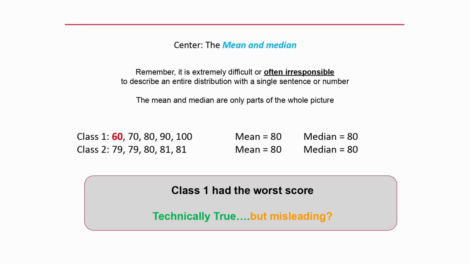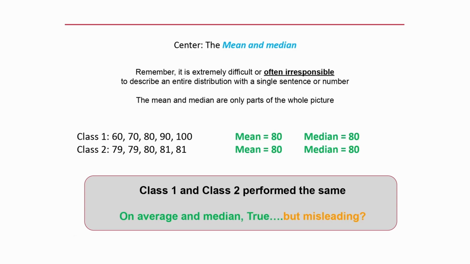If you looked at the raw scores of these two classes, they did very differently. You wouldn't be wrong by saying class 1 had the worst score. Is that technically true? Yeah. But did class 1 also have the best score? Yes, also true. Did class 1 and class 2 perform the same? I mean, technically on the average and the median, yeah, they performed exactly the same. But did both of the classes actually do the same holistically? No, they did not. The problem with that statement would be that you're not telling the whole story.